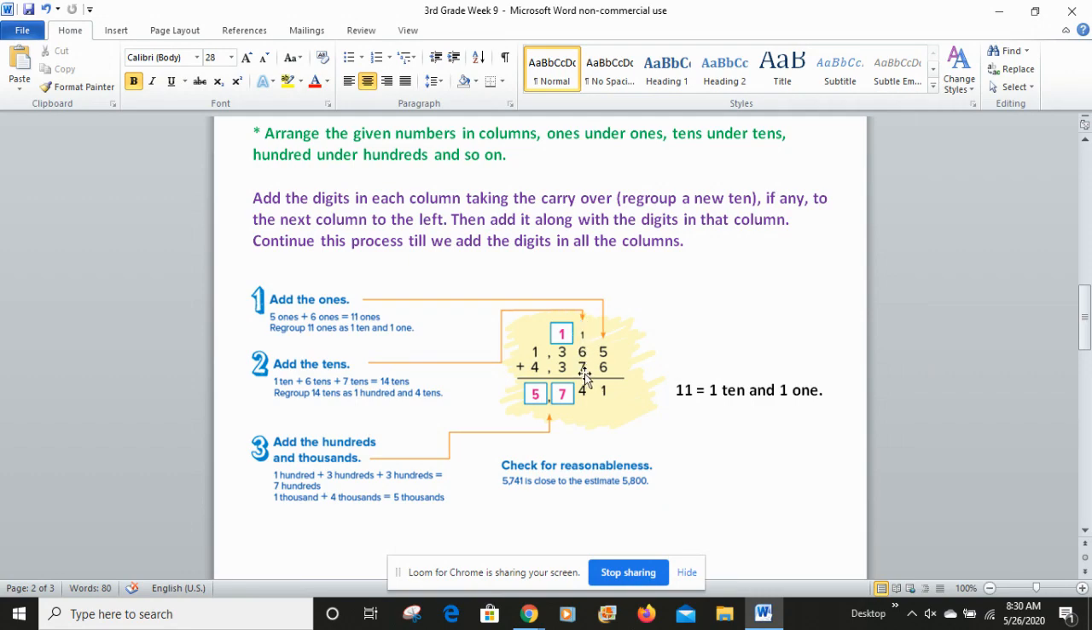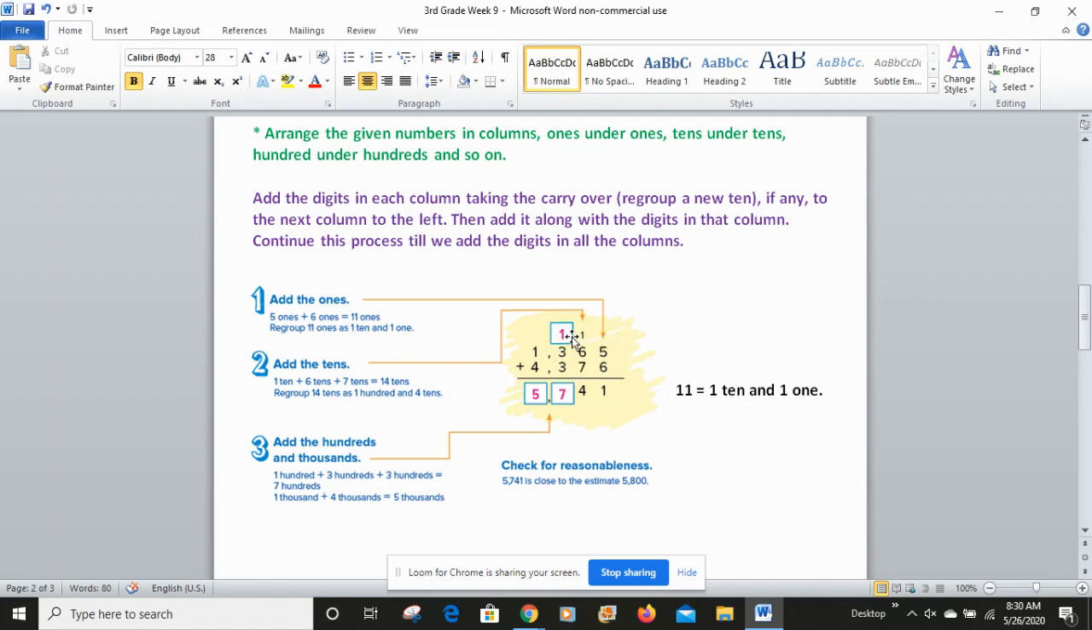So 6 plus 7 is 13, plus 1 is 14. Now we've made another new 10. Really, what this is saying is 140, because we have 10 tens and 4 tens. So 10 tens would be 100. We have to move that new 100 over into the hundreds column and leave the 4 tens in the tens column. We add up the numbers here.